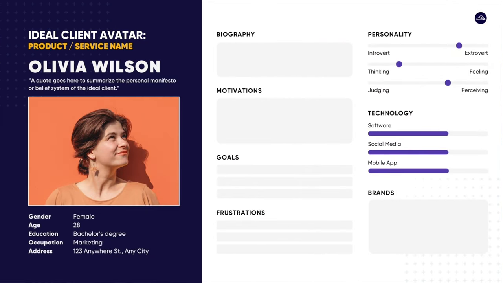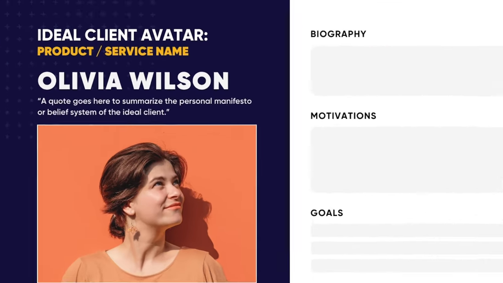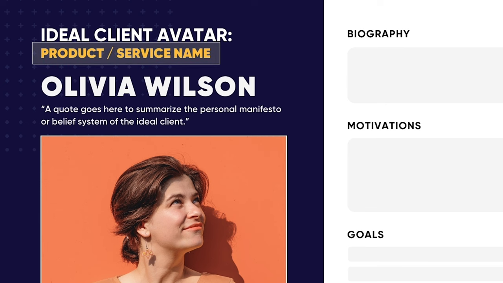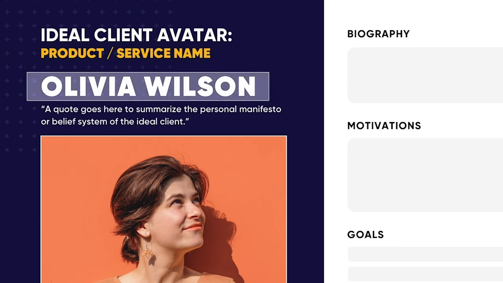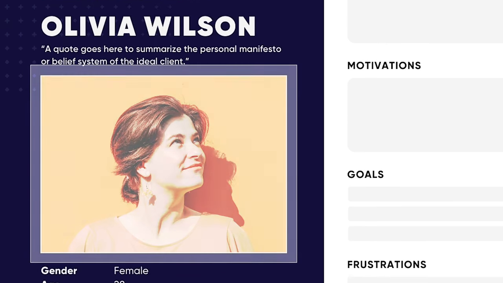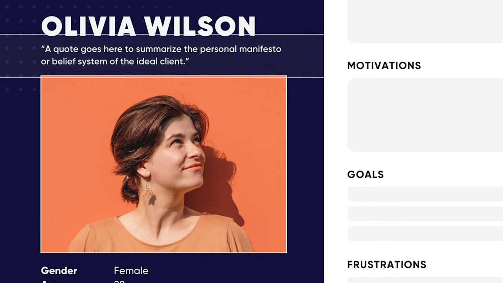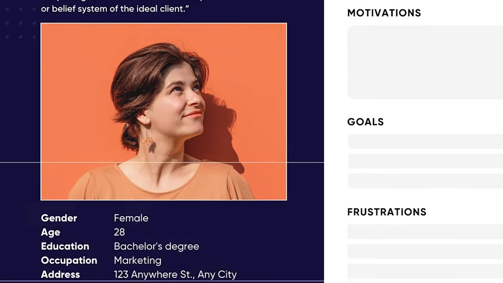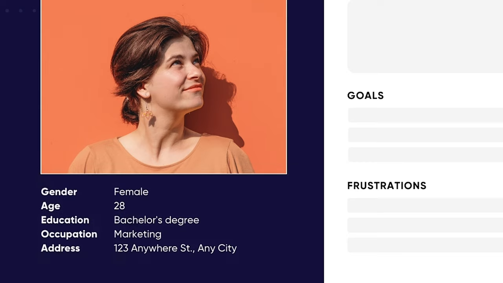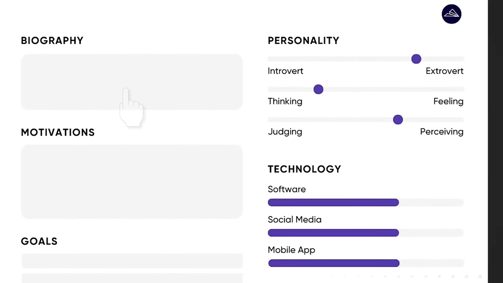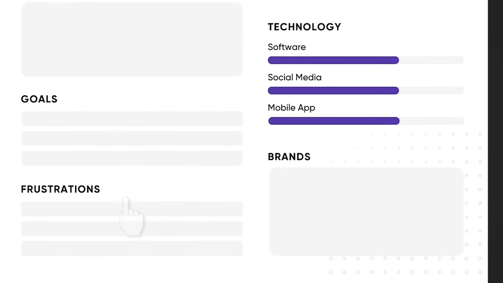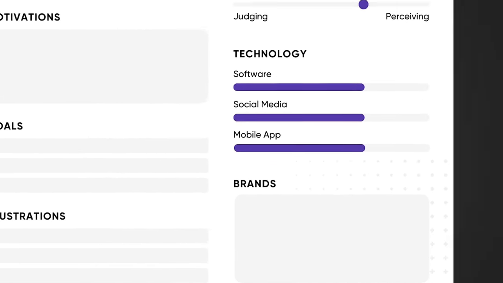One of the first things we do on our ideal client profile card is name the product that this ideal client belongs to. Then we give our ideal client a fictitious name and we find an image that represents what they might look like. We also add their personal motivational quote here. We fill in their demographic information at the bottom, and then on the right side of the card, we fill in their bio, a summary of their motivations, the three biggest goals they have in life, and their big frustrations. And then we describe their personality. We try and get our ideal clients to take one of the free personality tests over at Crystal Knows to help us fill in these insights.